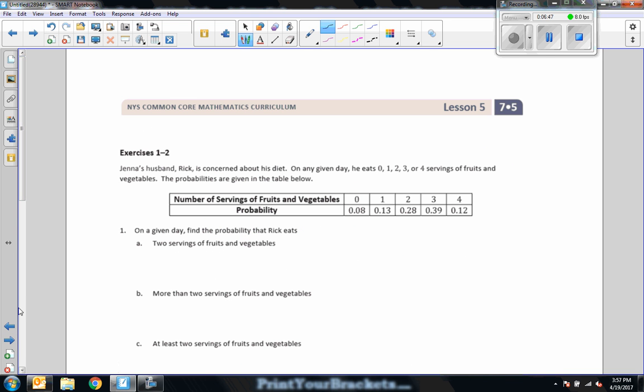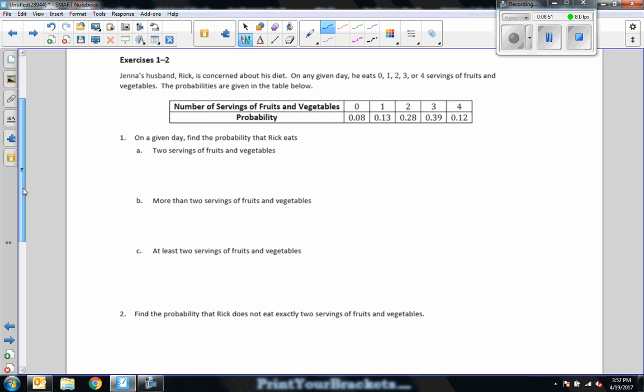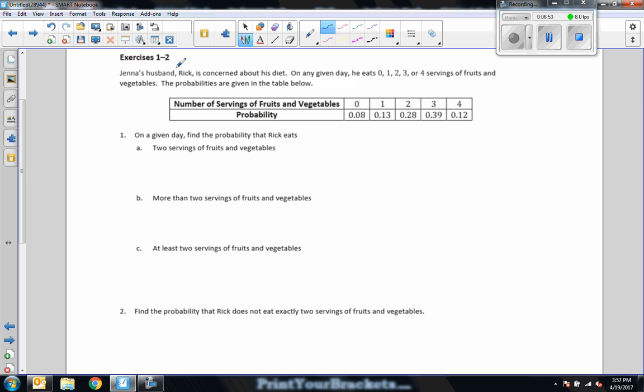Page 2. Exercise 1. Jenna's husband, Rick, is concerned about his diet. On any given day, he eats 0, 1, 2, 3, or 4 servings of fruits and vegetables. The probabilities are given in the table below. On any given day, find the probability that Rick eats A, 2 servings of fruits and vegetables. The probability of 2 is right here, so it's 0.28.